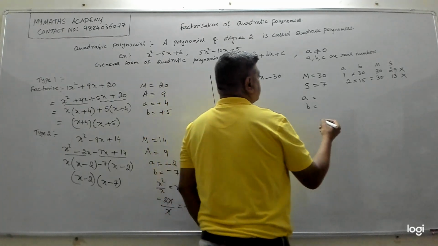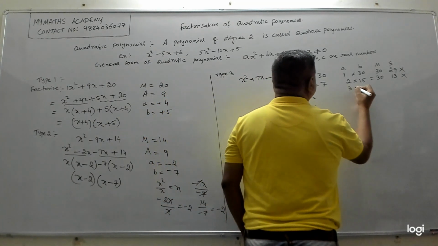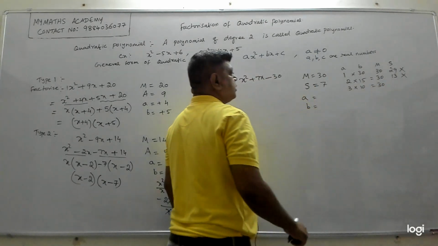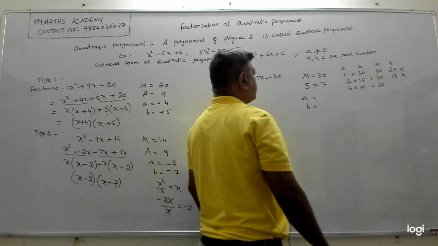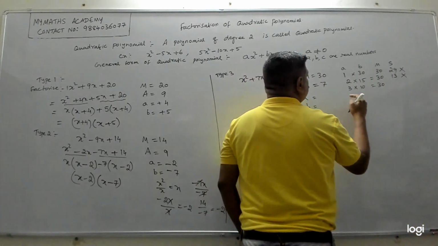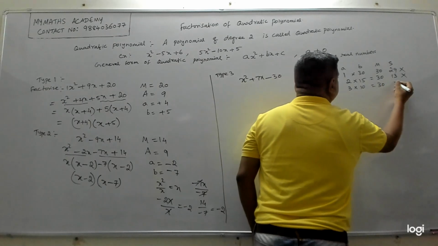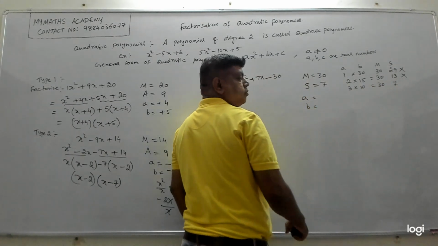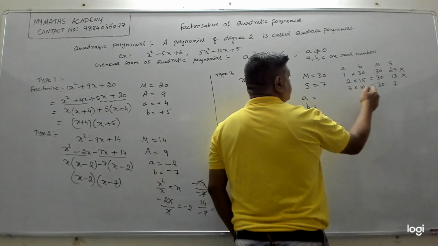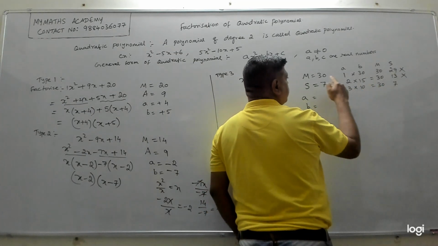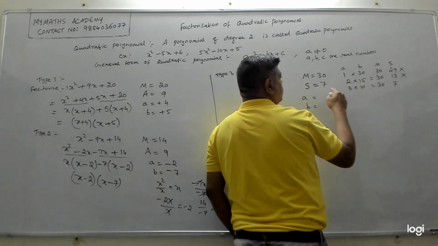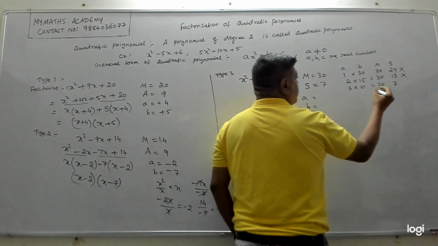Next number. 3 into 10 will give me 30. Then 10 minus 3 is 7. So what we have got? 3 into 10 is 30. When I multiply the two numbers, I get 30, which is this. And if I subtract the same two numbers, 10 minus 3, I am getting 7. So it is satisfying this condition. So this is the right answer.